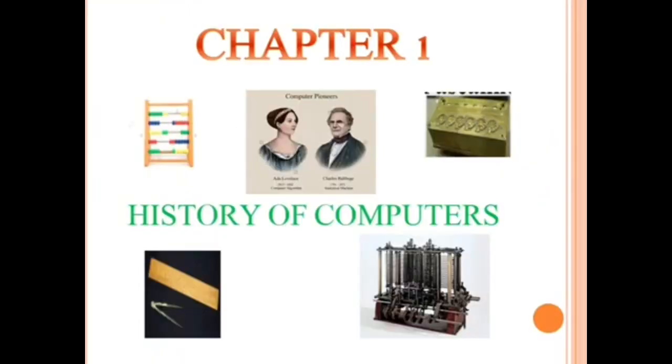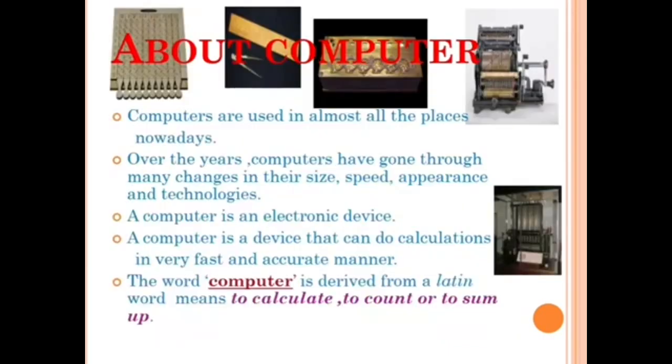The grade 5, chapter 1, the chapter name is History of Computers. In this chapter we are going to study the history of computers. That means understanding earlier calculating devices and describing the generations of computers. First we have to see the earlier calculating devices. Before going to this, first we have to know about computers.